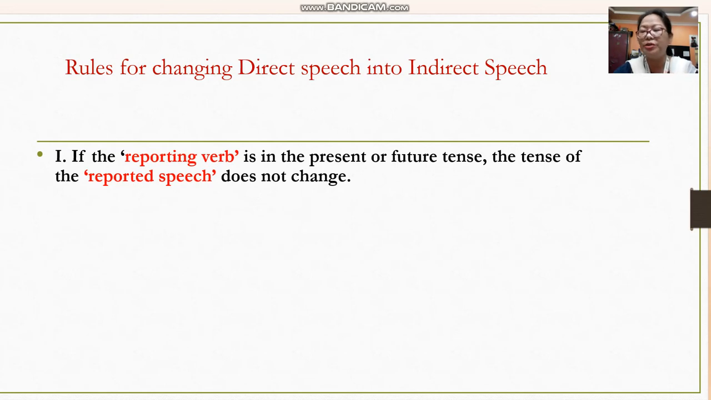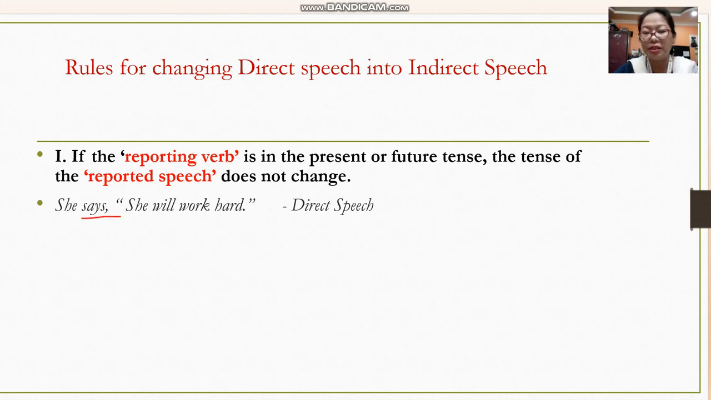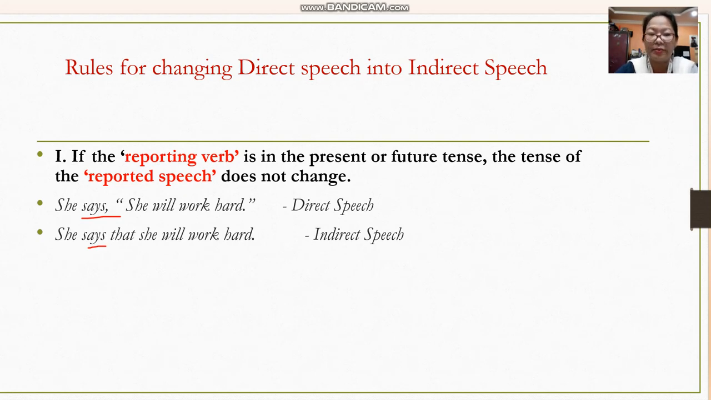If the reporting verb is in present or future tense, the tense of the reported speech does not change. Example, she says, "She will work hard." This is a direct speech. And this, "says", is the reporting verb. I told you, this is the reporting verb. If it is in a present or future tense, then in indirect speech, it will not change. The reporting verb will remain the same. Okay. Then the remaining changes, if we open the inverted commas, will take place in indirect speech.